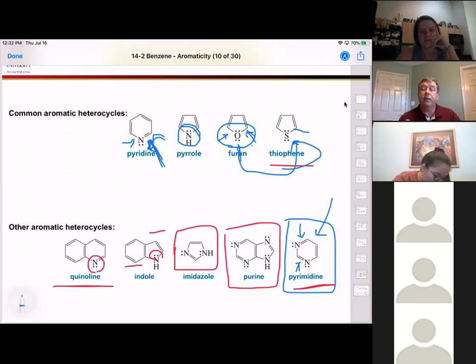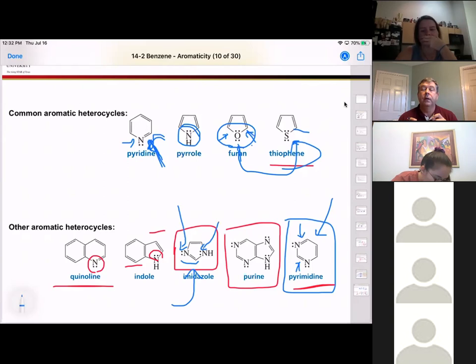So in the case of pyrimidine, because each of these nitrogens has a double bond to it, the lone pairs must be in the hybridized orbital and are not part of the aromatic electron count. But if we look at this one right here, only one of the nitrogens has a double bond to it, which means these electrons are in the hybridized orbital and these electrons are in the p orbital and count toward aromaticity.